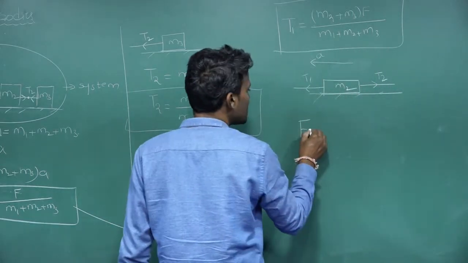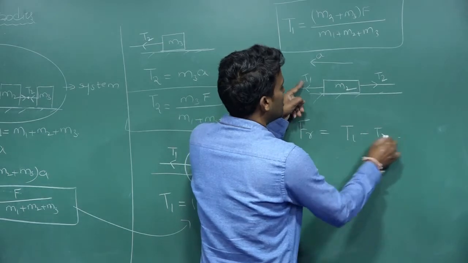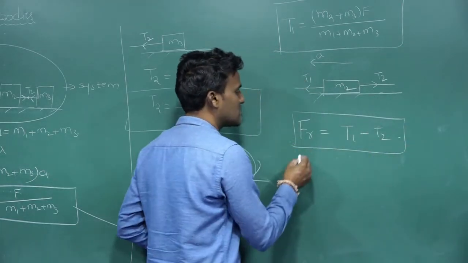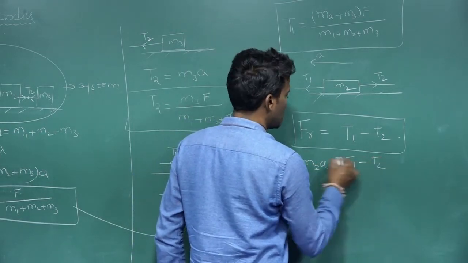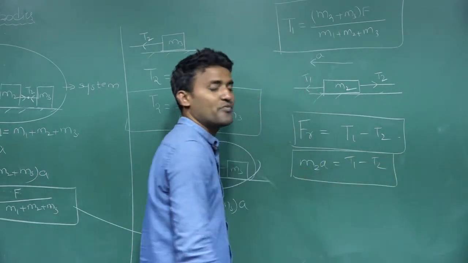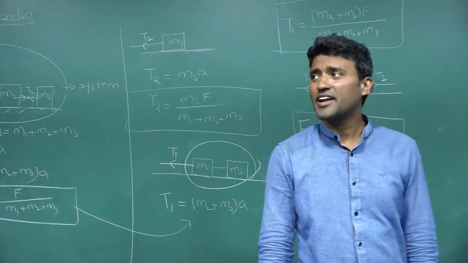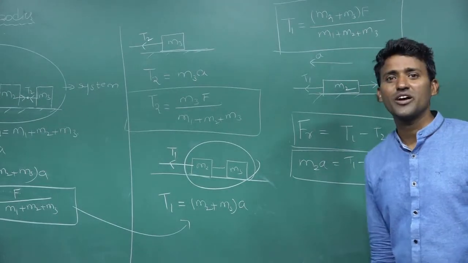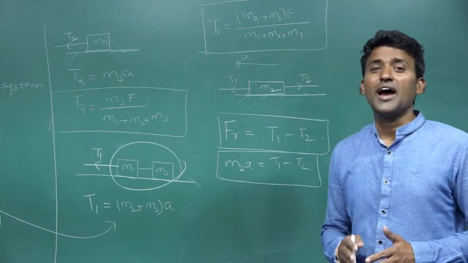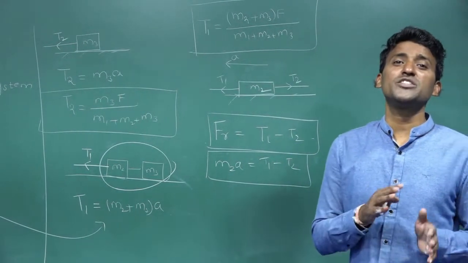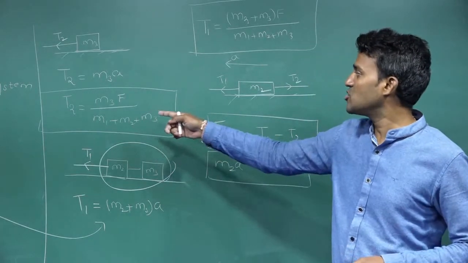So the resultant force is T1 minus T2. Resultant force M2A is equal to T1 minus T2. Like this also you can write the equation. These are connected bodies in the horizontal direction. At that moment, what is the acceleration of the system and what is the tensional force acting between the two blocks, that is T2 and T1?